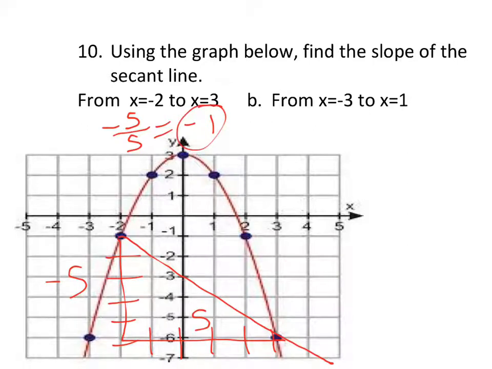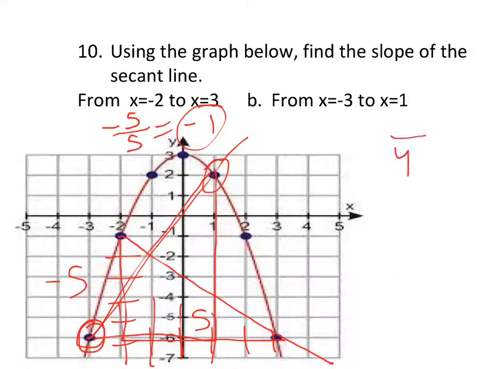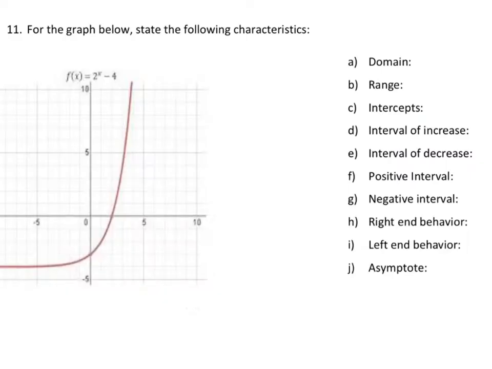And the next part, x equals negative 3 to x equals 1, which is right there. So the secant line will go right through that. To get your run, you're going 1, 2, 3, 4. The run's 4, so that goes on bottom. The rise is going to be 1, 2, 3, 4, 5, 6, 7, 8. 8 over 4, which is just 2. There you go. Moving on to the next one. You need to state all the following characteristics, domain, range, etc.